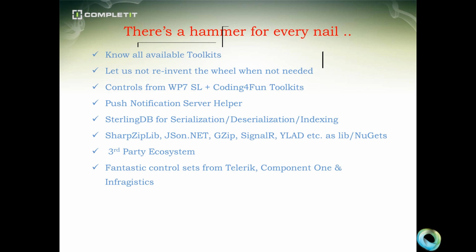Sterling DB, this is something Jeremy Likness and his team makes. If you're looking to maybe have relational data, you should consider SQL and see how that works. If you can stay with some NoSQL type implementation where it's not truly relational, but you want to have the benefit of automatic serialization, deserialization, and most importantly indexing, then Sterling DB is something you should definitely look at.